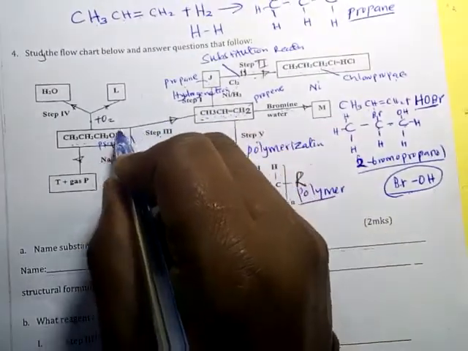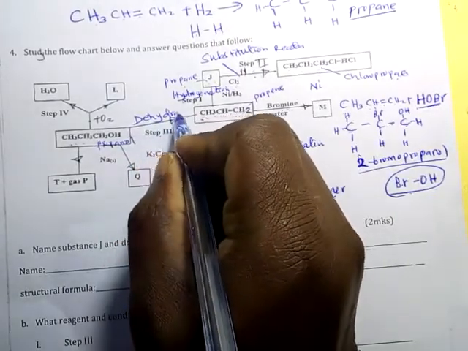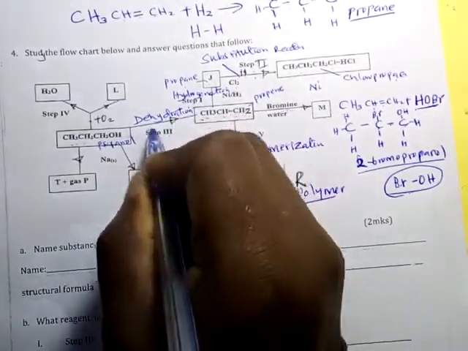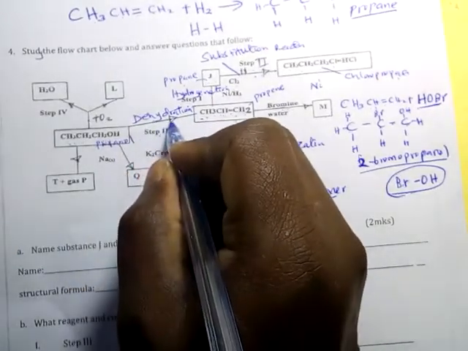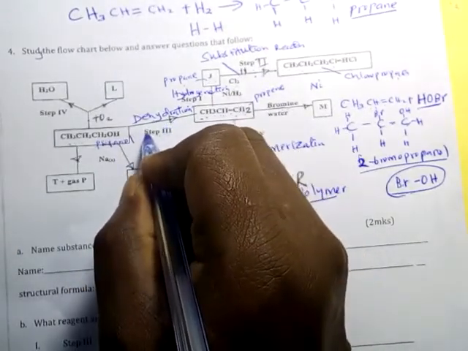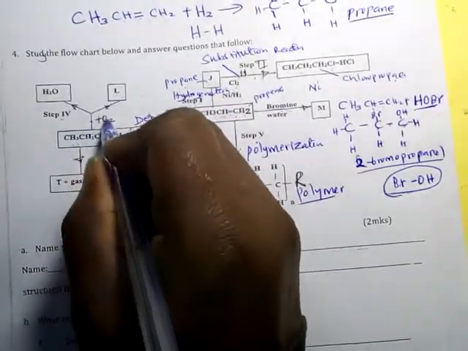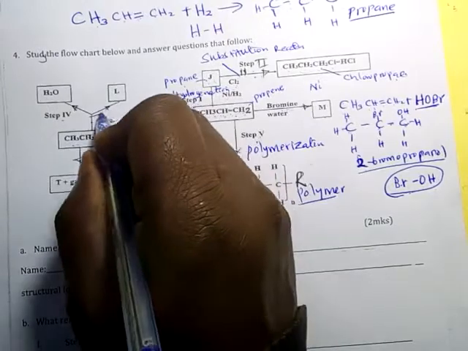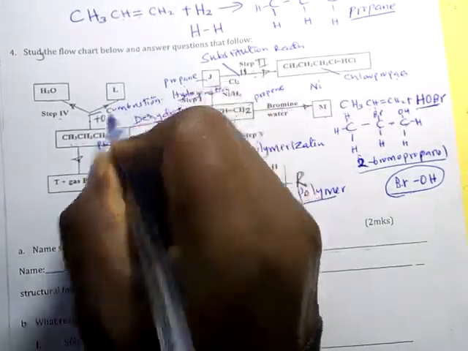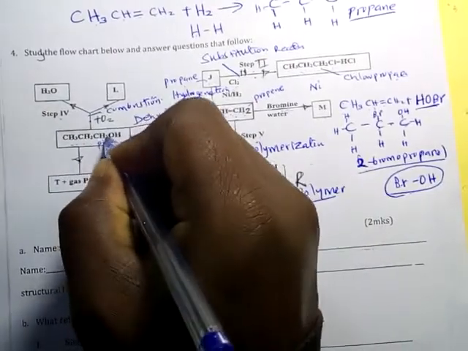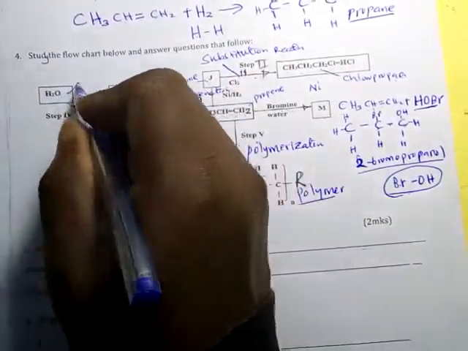So that one, water is removed, therefore that is dehydration. You know the condition is set for dehydration: concentrated sulfuric acid, temperature of 160 to 180. Step 4, we are adding oxygen, therefore that is combustion, burning. So when alcohols burn, they give 2 products, carbon dioxide and water.